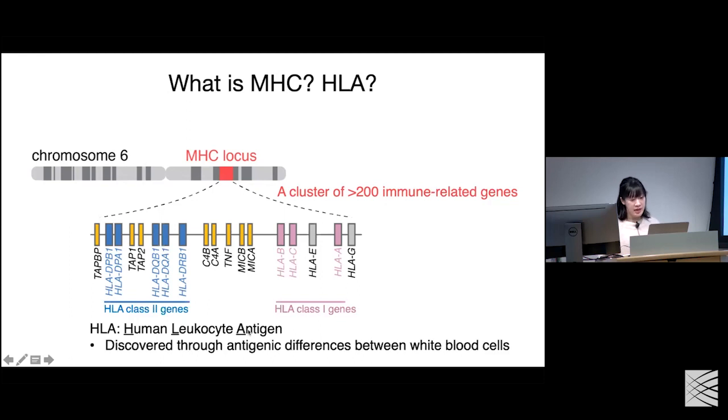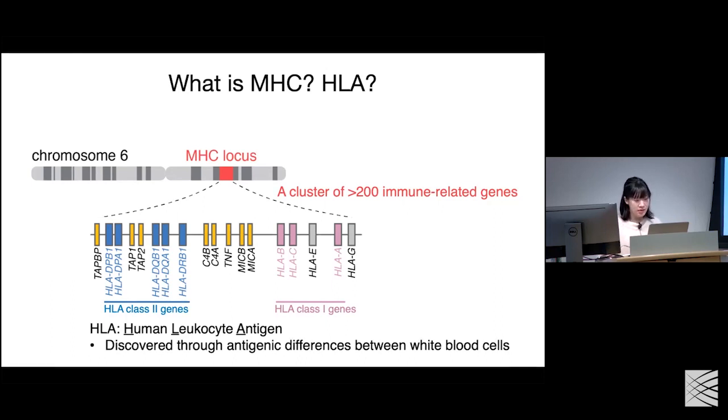HLA genes were again discovered through antigenic differences between white blood cells among individuals, in relationship with transplant rejection in humans. And HLA genes are broadly classified into two classes: class 1 genes, which are here on the right, HLA-A, B, and C, and HLA class 2 genes, which are on the left, like these kinds of genes.